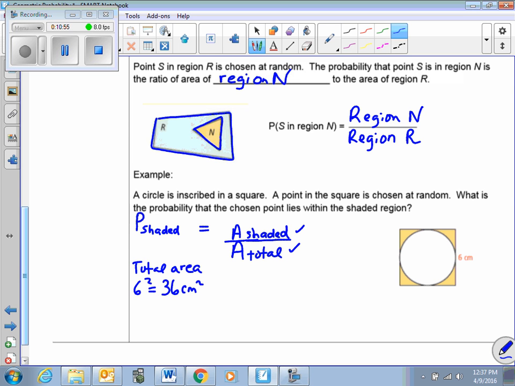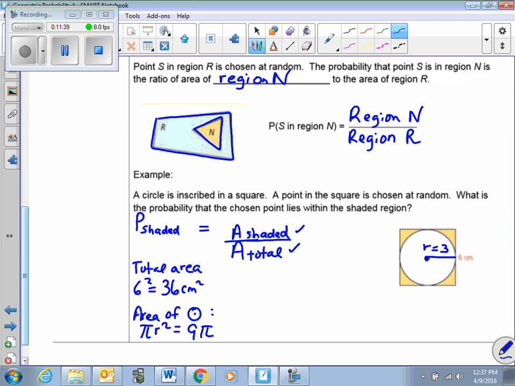It looks to me like we got to find the area of the circle and then do what? Subtract it from the area of the square, right? So let's get the area of the circle. I know the area is pi r squared, and I know my radius. If the diameter of the circle is the side length of the square, then I know my radius is 3. And I know the area is going to be 9 pi. 3 squared times pi, right?